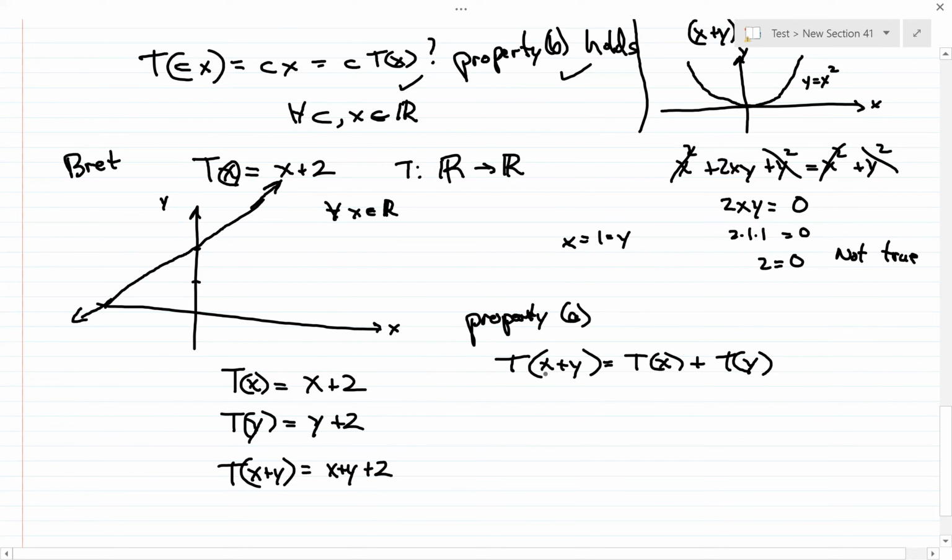So if you put in T of x plus y, that's this one, x plus y plus 2. Is it equal to Tx? Well, Tx is x plus 2. I'm using all this, right? And Ty is y plus 2. Okay. Well, does this hold? Well, there's an x on both sides. You can cancel that. There's a y on both sides. You can cancel that. And there's a 2 on both sides. You can cancel one of those on each side. On this side, there'll be 0 left. On this side, there'll be 2.